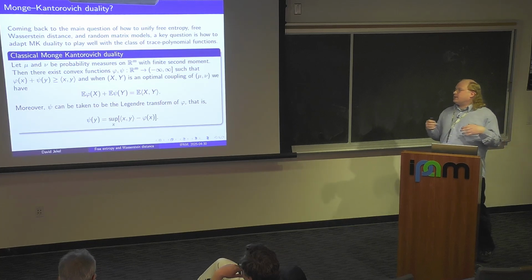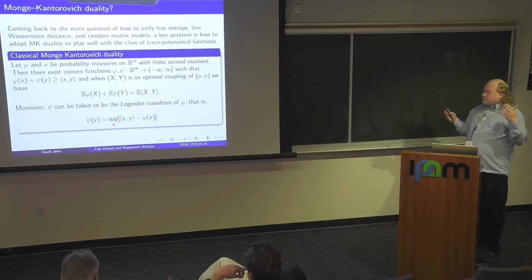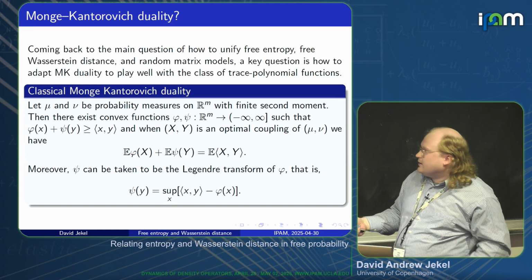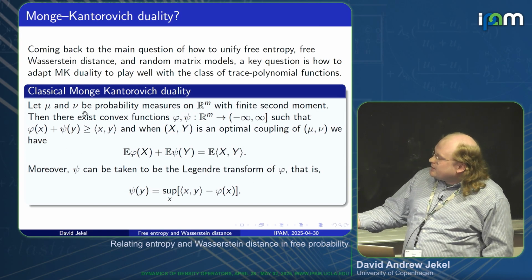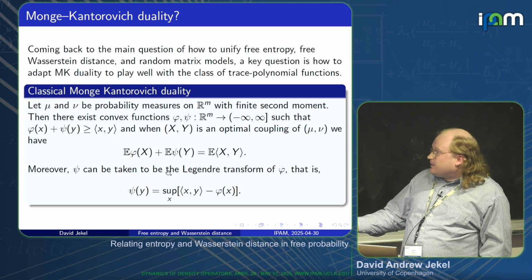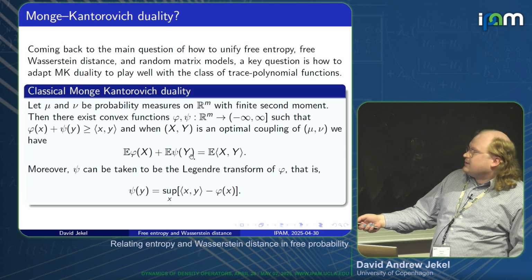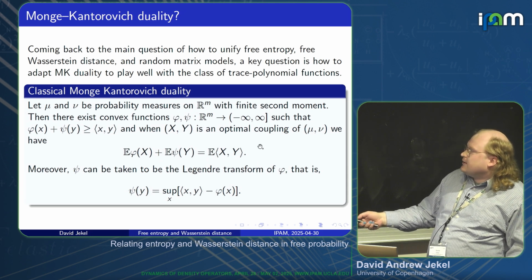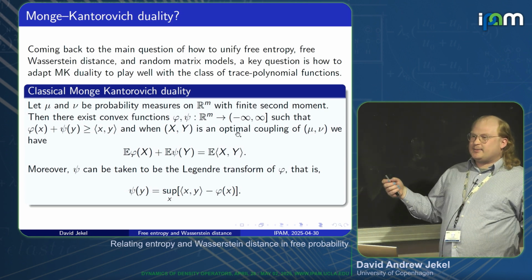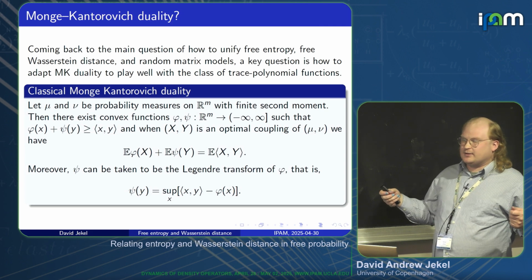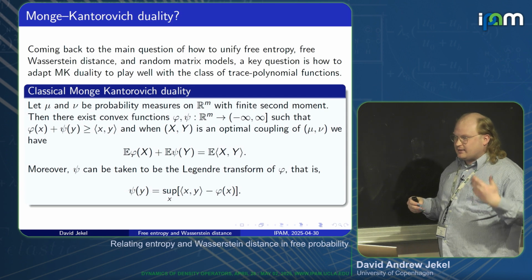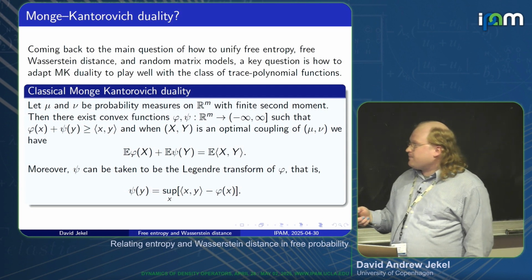So you have two convex functions, phi and psi, such that phi plus psi will always be greater than or equal to the inner product of x and y. And when you have an optimal coupling, then the expectation of phi of x plus the expectation of psi of y will equal the expectation of the inner product of x and y. And if you control the expectation of the inner product, then you can also control the L2 norm, because you can just expand the L2 norm of x minus y squared.